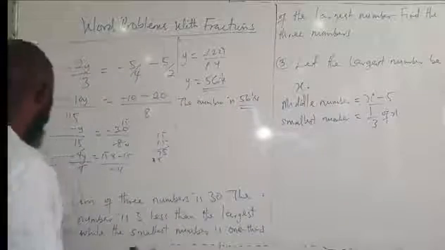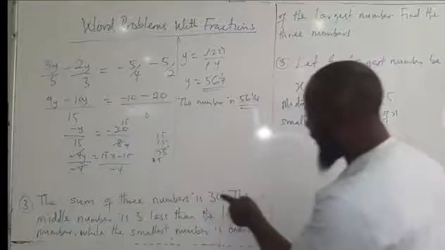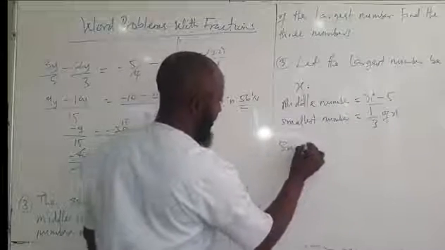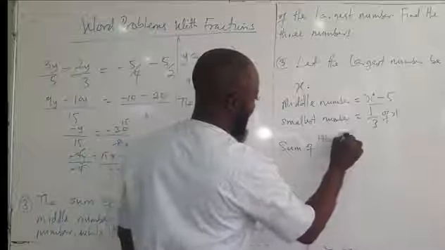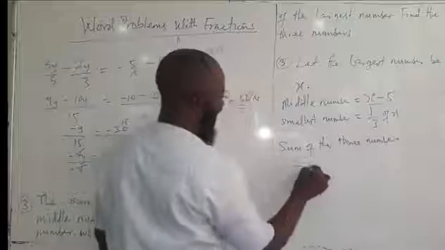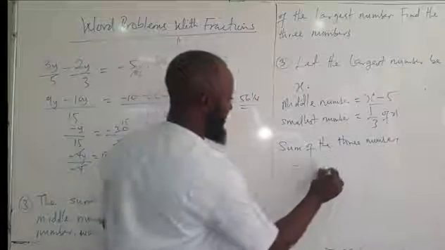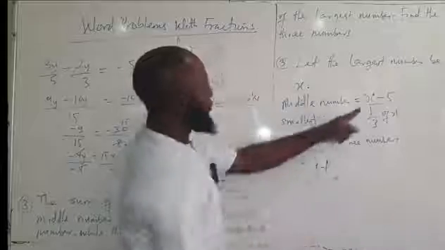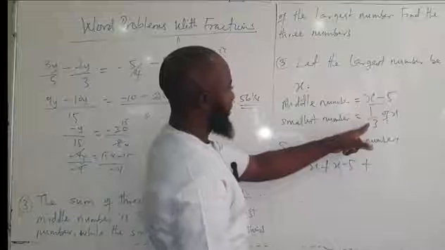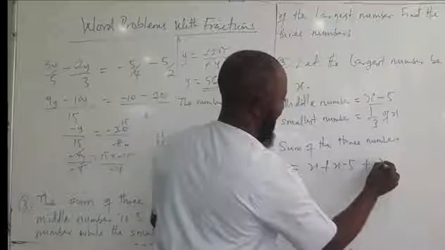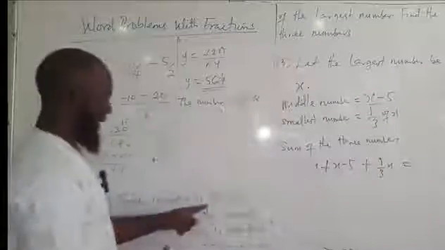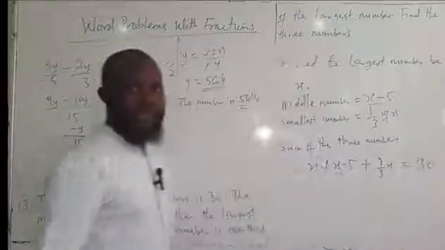So the question is, we now go back to the beginning. The sum of the 3 numbers will then be x the largest number plus the middle number, which is x minus 5, plus the smallest number, 1/3 of x. Everything will be equal to what? 30. You can see the interpretation.